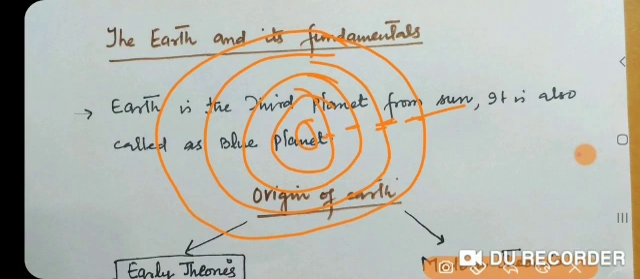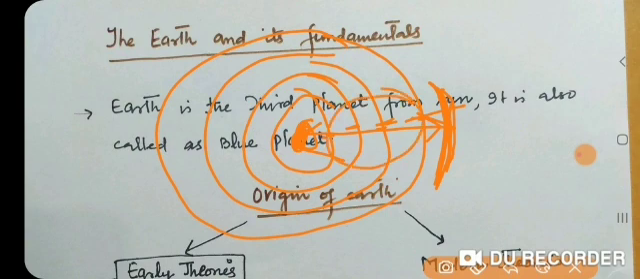Earth being an inner planet means: this is the Sun, and on the outer side of Mars is the belt of asteroids. Between the Sun and the belt of asteroids, the planets are called inner planets, while outside this asteroid belt, the planets are called outer planets.